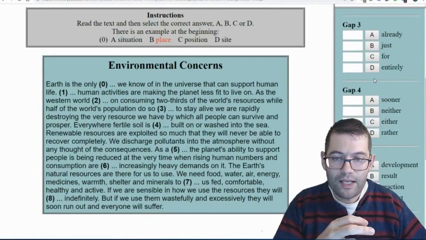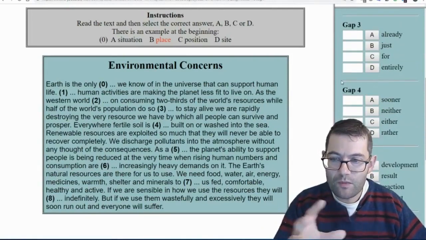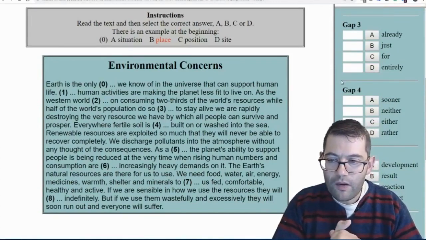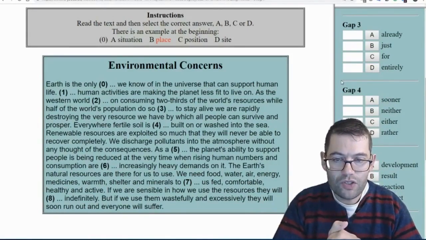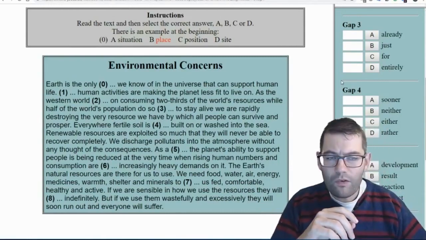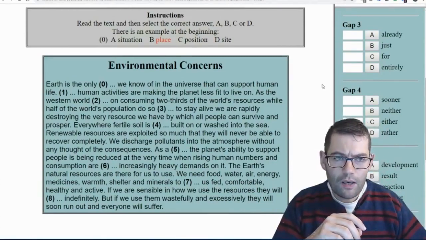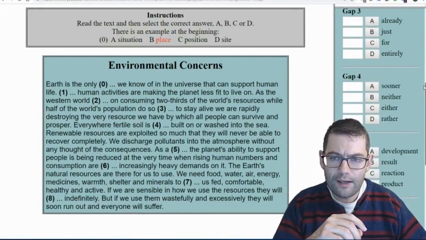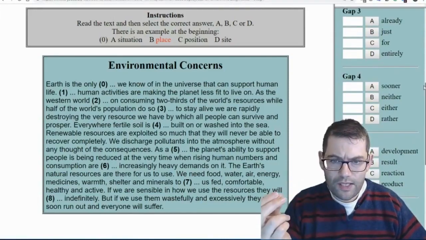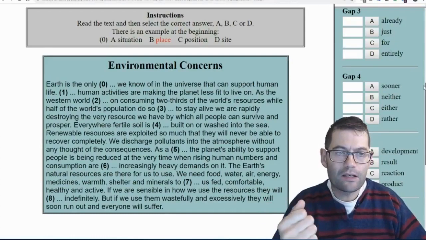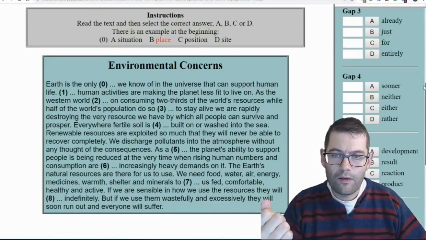So if we carry on reading, it says, as the Western world carries on consuming 2/3 of the world's resources, while half of the world's population do so to stay alive. We've got four answers here: already to stay alive, just to stay alive, for to stay alive, entirely to stay alive.